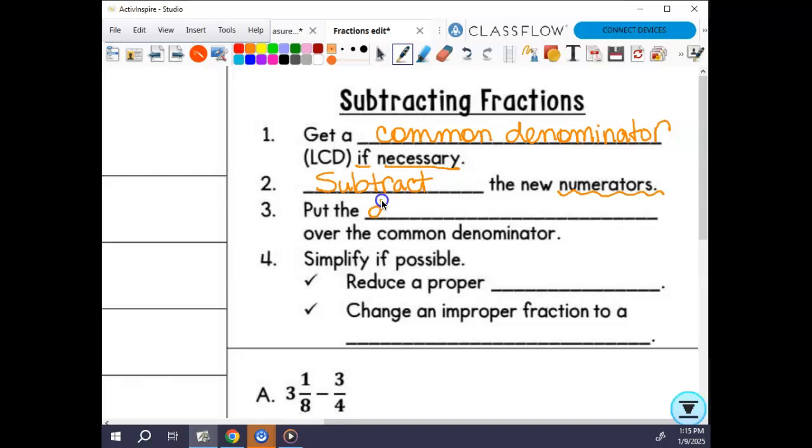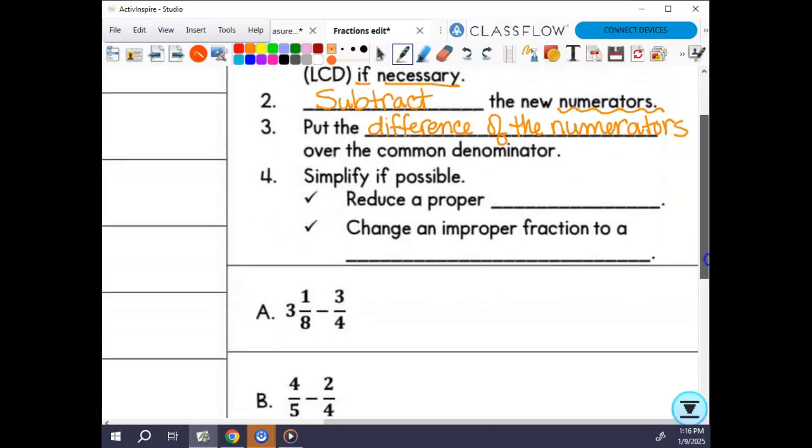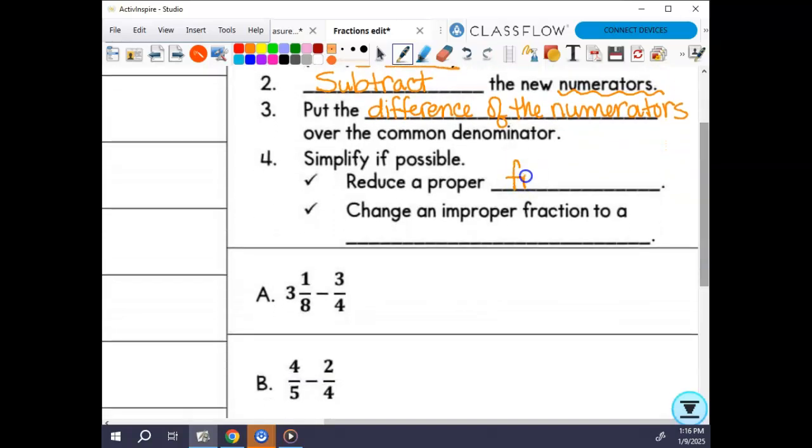Then we are going to put the difference, we're going to sound fancy here, difference of the numerators, the thing you just subtracted, over the common denominator, because the common denominator stays the same. And then you always simplify if possible. And again, it's reducing a proper fraction and changing an improper fraction to a mixed number. But again, it's kind of a matter of opinion. And there you go.